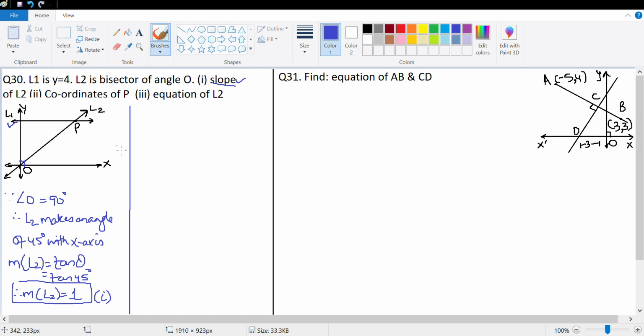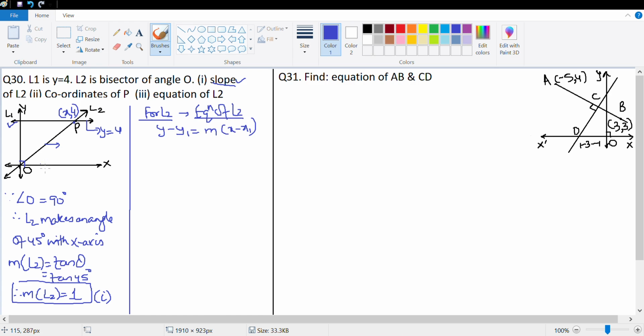Next, coordinates of P. So this line is y is equal to 4 and I don't know what the equation of this line is. So let me first find the equation of this line and then maybe I will look at solving this simultaneously. So this point P would be x comma 4, right? Because the y coordinate on this line anywhere would be 4. So for line L2, equation of L2 would be given by y minus y1 is equal to m times x minus x1.